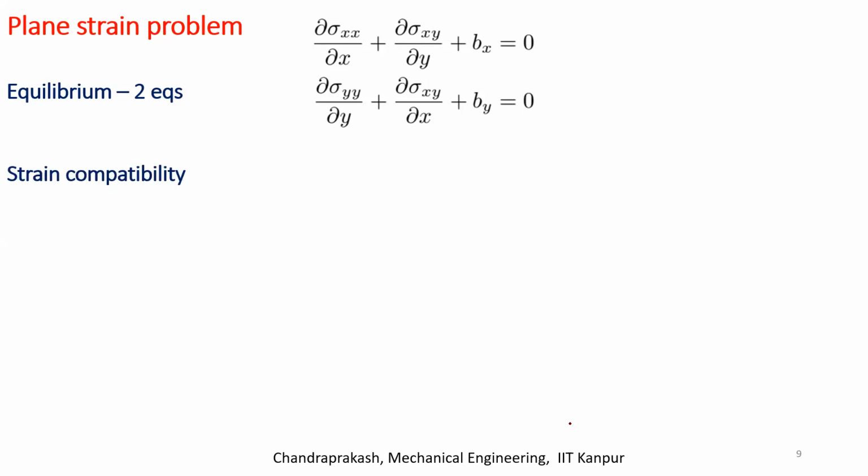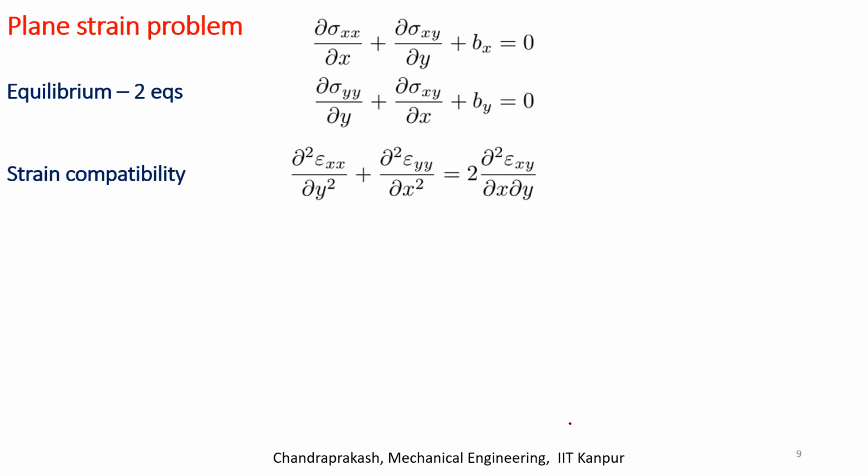Strain compatibility. How many strain compatibility equations did we have? We had 6 strain compatibility equations, right? I'm going to take the first equation. Can I simplify it any further? I know epsilon yz is 0, epsilon zz is 0, epsilon xz is 0. None of them are featuring here. So this equation doesn't get simplified.